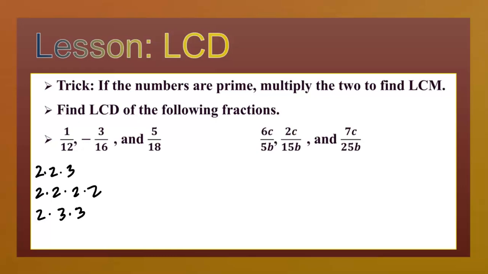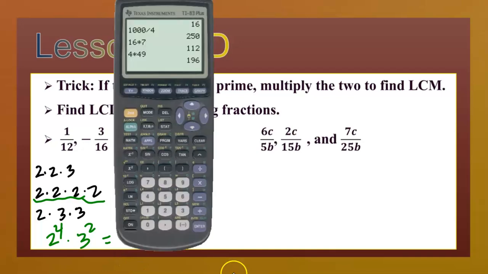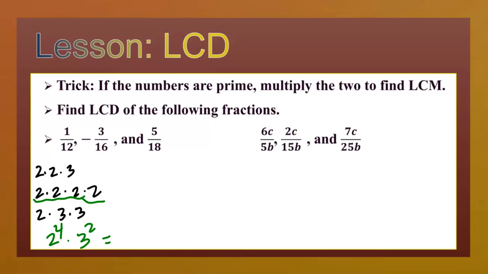So if I look at my numbers, I have 2's and I got 3's. The most number of 2's is 4 of them. And the most 3's is 2. So we have 16 times 18. If we grab our calculators, 16 times 18 gives us 288. So the least common denominator would be 288.